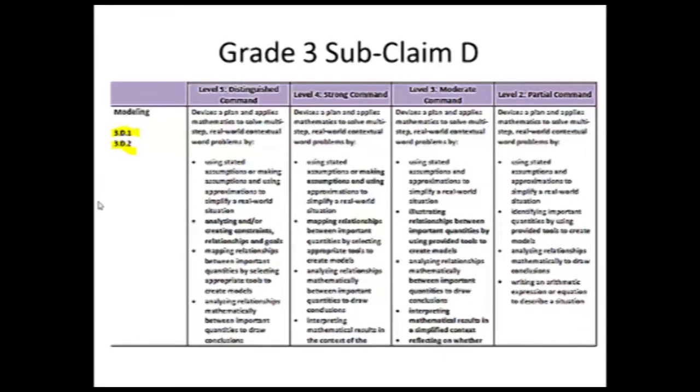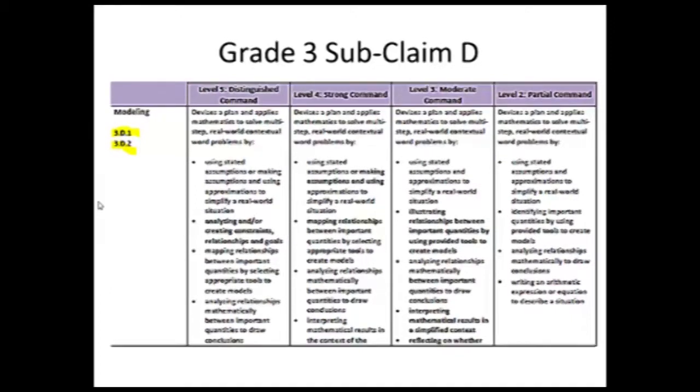And what's interesting is, as the PARCC developers were creating these documents and talking about sample items and what would be on the assessments, they felt so strongly that modeling was so important, because one could also argue that modeling could be put under reasoning. But they felt strongly that modeling should be its own subclaim, because that's where mathematics comes to life.